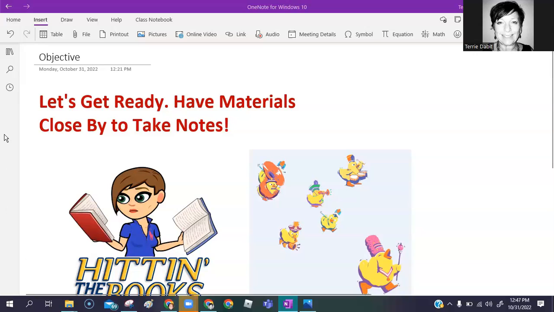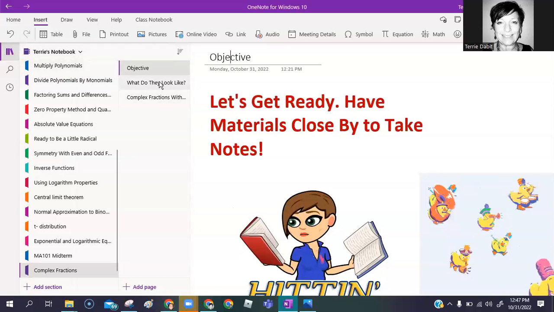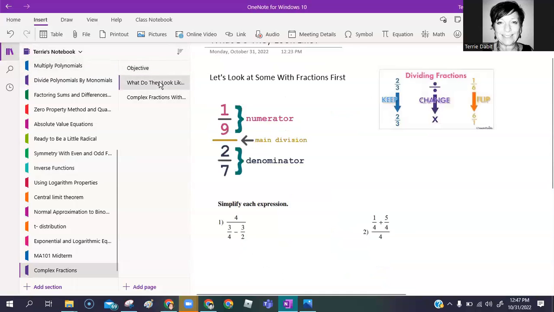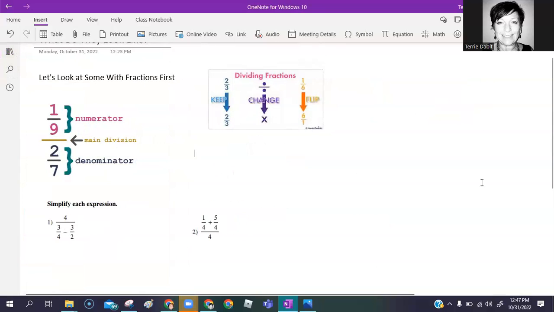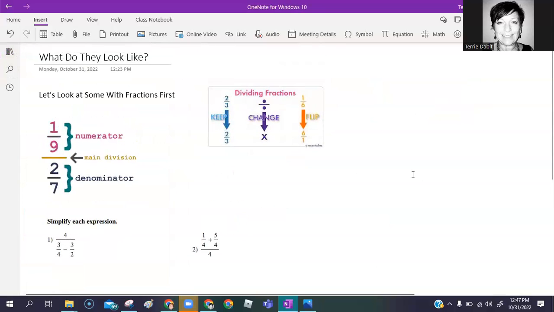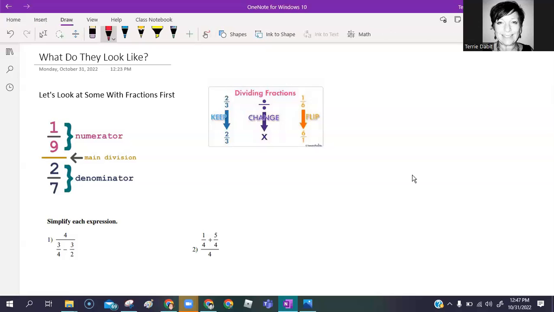Okay, so the lesson today is on complex fractions. All right, let's first look at what they look like. If you write a fraction, it has a numerator and a denominator, and what we've done in this case is the numerator and the denominator is actually a fraction. There's nothing that says that it can't be a fraction.